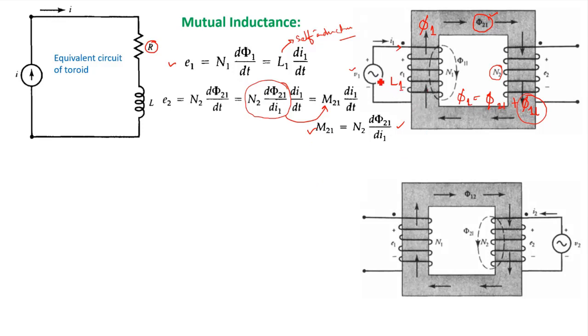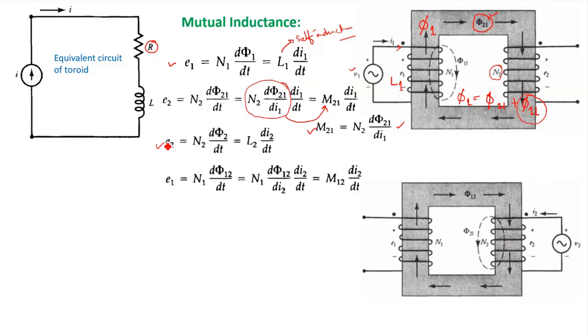If I again connect the source to coil 2, as shown in this figure, and I want to find the mutual inductance of coil 1 with respect to coil 2, then in a similar way I can write the equations of E2 and E1, the induced EMF across coil 2 and coil 1. Induced EMF across coil 2 is L2 di2 by dt, and induced EMF across coil 1 is M12 di2 by dt. Similarly M12 will be N1 d phi 12 by di2. And here phi 12 is the portion of the flux produced by coil 2 which is linking coil 1. Because of this, we get M12, the mutual inductance of coil 1 with respect to coil 2.